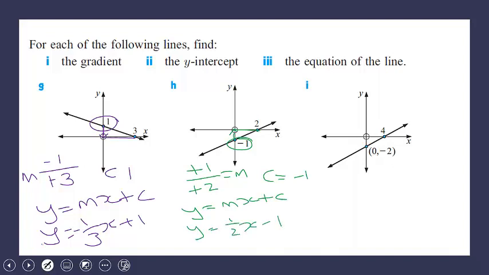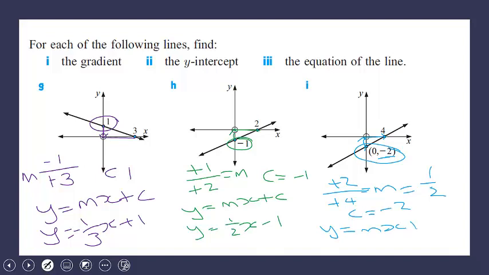To get from 0 to 1, it is plus 1. To get from minus 2 to 0, it is plus 2. To get from 0 to 4, it is plus 4. So m equals 2 over 4, which equals 1 over 2. C equals minus 2. Y equals mx plus c. Y equals 1 over 2x minus 2.